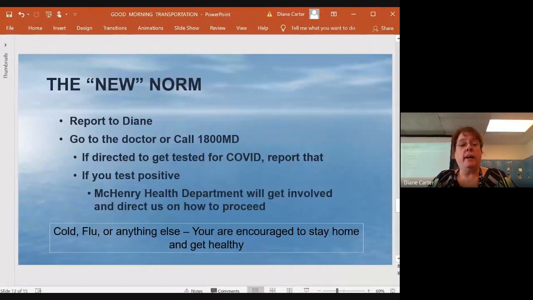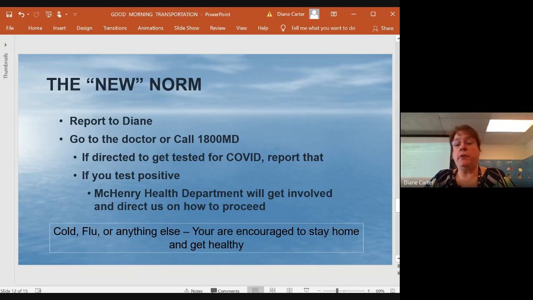If you ever want to call them on your own because you have a concern, that's what they're there for also. But don't be offended if you're asked to call them. If you don't want to call them and you want to go to your doctor, you can do that too. That's your call about going to your doctor. But as far as what we're going to request, it is that you at least call 1-800-MD and go through them.